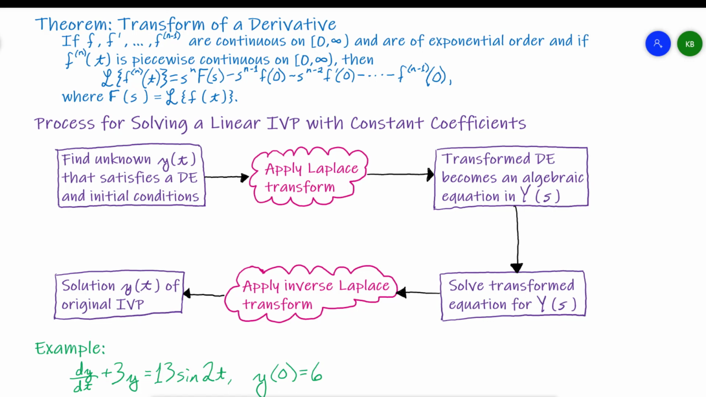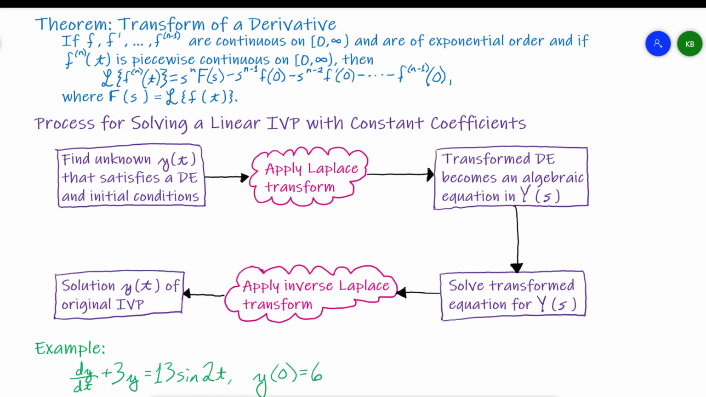So now we get to talk about solving linear initial value problems with constant coefficients using the Laplace transform. So what we're going to do is find an unknown y of t that satisfies the differential equation and the initial conditions. That's like our goal. We're going to have that y of t be in our differential equation. And then we're going to apply the Laplace transform.